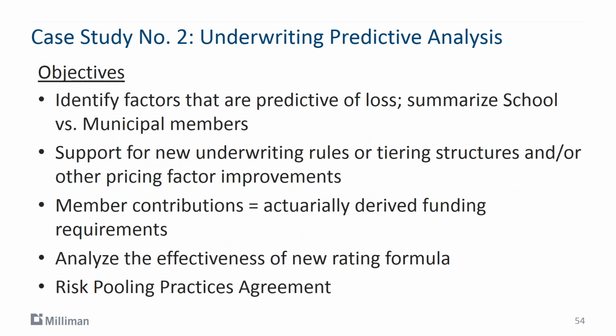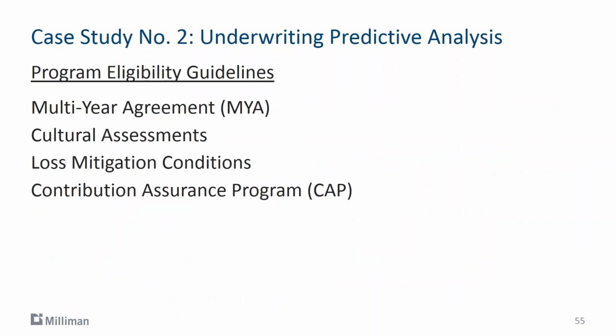So their objectives through this analysis were to identify the factors that were predictive of loss, and they wanted to look at the results separately for schools versus municipalities as opposed to combining the results for all pool members. They wanted support for new rating structures and rules. They wanted to make sure that their member contributions were actuarially derived funding requirements. They wanted to analyze the effectiveness of their new rating formula, and they wanted to have some regulatory documents in place.